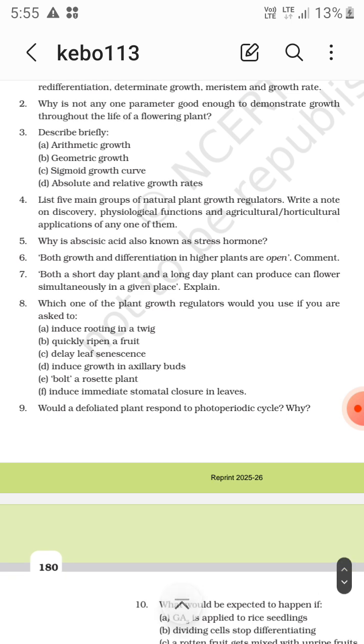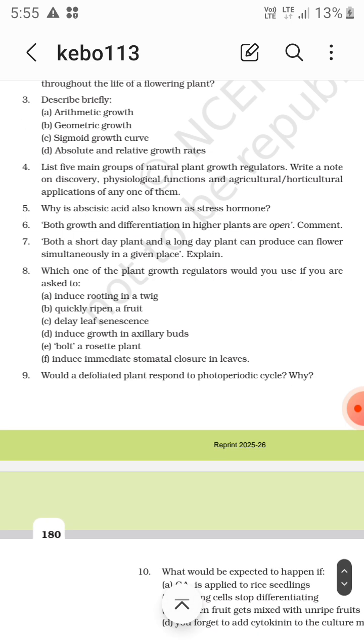If something is 10 and it's growing to 50, and something else is 40 already and it's going to 50, then relatively more growth occurs in the first one. So this is what it means.